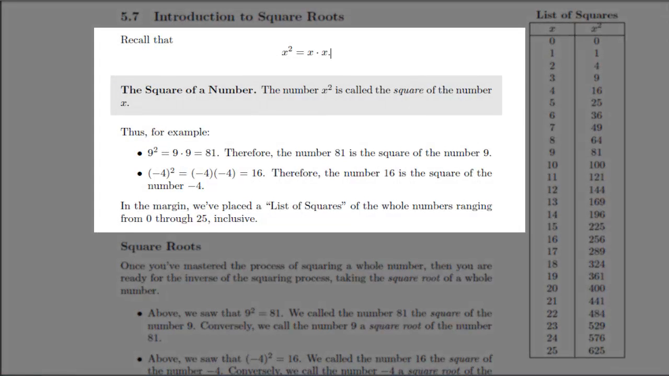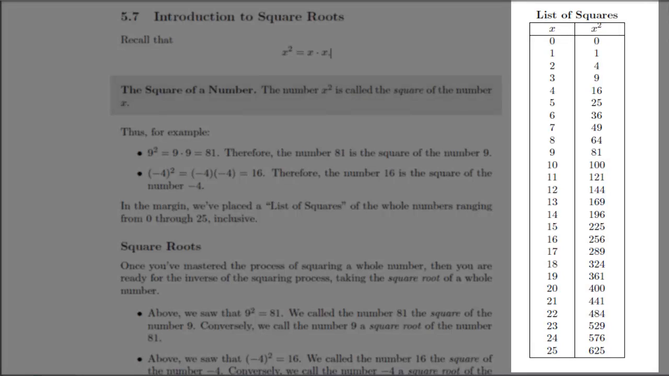Recall that x squared equals x times x, the square of a number. The number x squared is called the square of the number x. Thus, for example, 9 squared equals 9 times 9 equals 81. Therefore, the number 81 is the square of the number 9. Negative 4 squared equals negative 4 times negative 4 equals 16. Therefore, the number 16 is the square of the number negative 4.